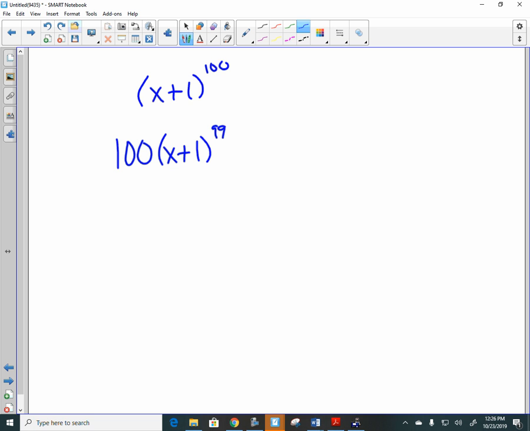But if the derivative of the inside is not 1, say you have 2x plus 1 to the 100th power, which is what I gave you today, correct? Then the derivative is not simply 100 times 2x plus 1 to the 99th, but rather 200. Okay, see the difference? They call it the chain rule because there are multiple things at work.